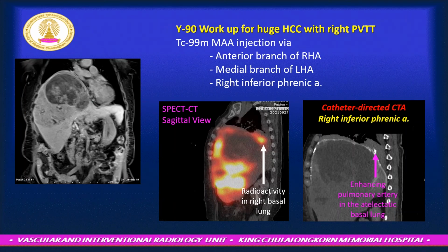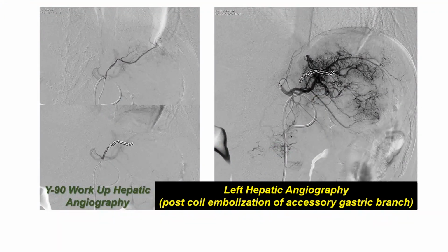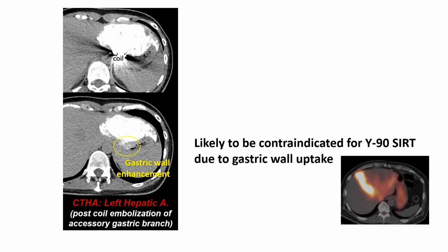My last case example for today is a hepatic angiogram during Y90 workup. The patient has a large infiltrative tumor in the left hepatic lobe. We identified one accessory left gastric branch, so we placed coil embolization in that branch, and then we performed CTHA of the left hepatic artery. However, on CTHA, we still found gastric wall enhancement, which is likely supplied by a tiny gastric branch directly from the liver capsule. In this situation, it is likely to be a contraindication for Y90 radioembolization due to gastric wall uptake.